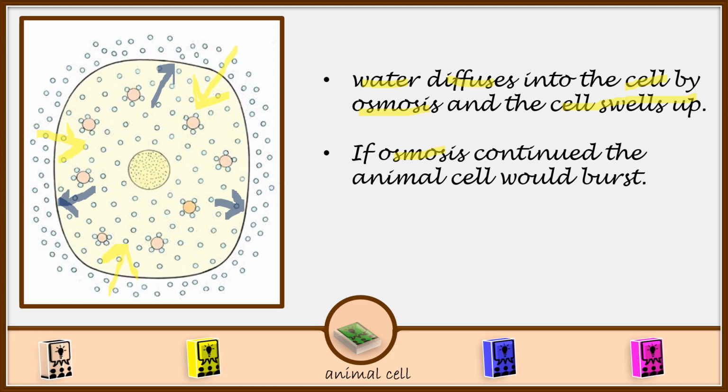If osmosis continued, the animal cell would burst. If we continue to allow more water to enter the cell, we are creating an increase in pressure against the wall. And as this pressure against the cell membrane increases, it is going to cause the cell to burst.